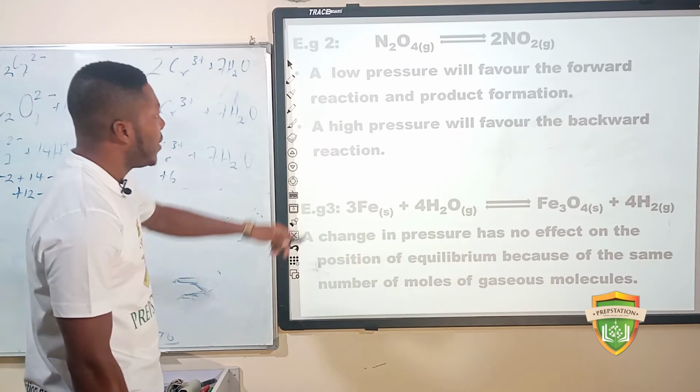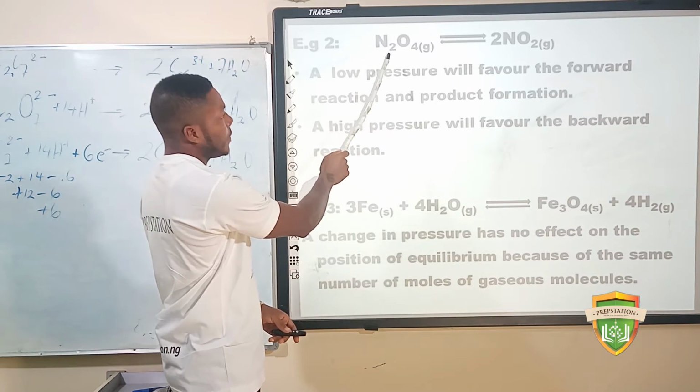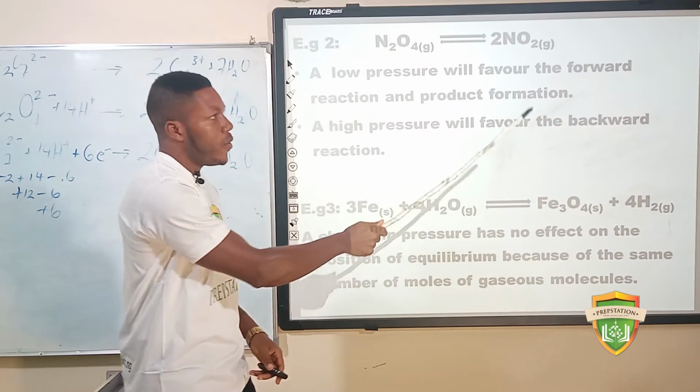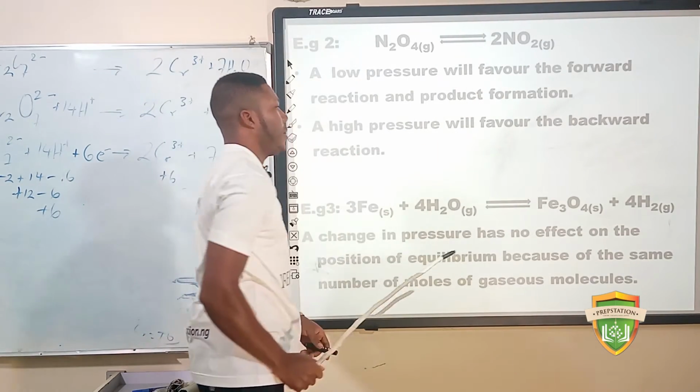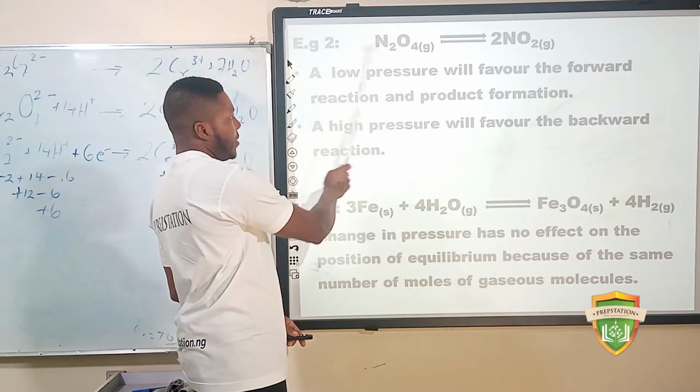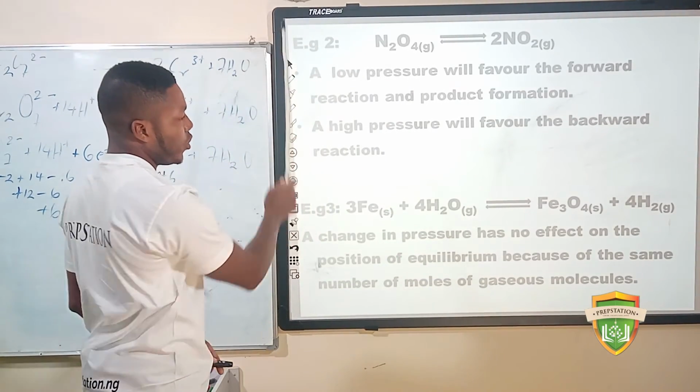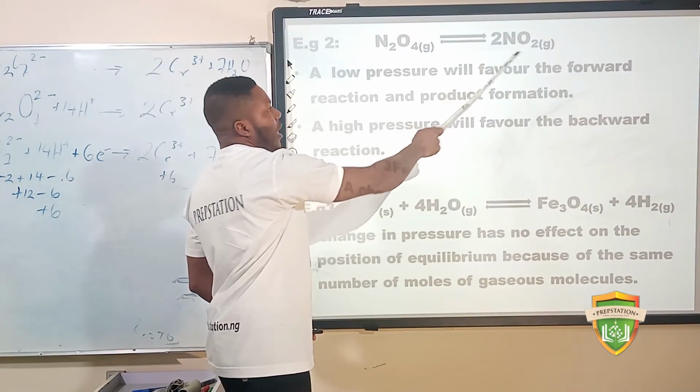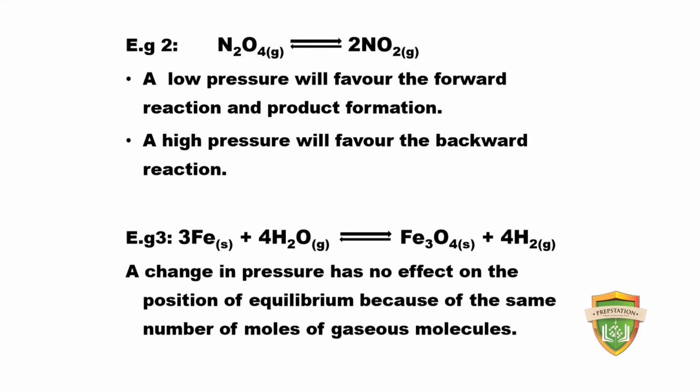Now, what is the effect? We have a low volume here, 1 is here. We have a high volume, 2 is there. So in this case, we need a high pressure, we need a low pressure. So a low pressure will favor the forward reaction, which is the formation of 2NO2.